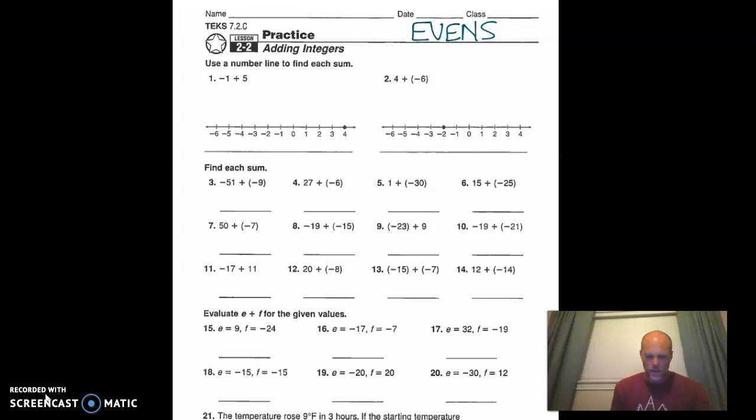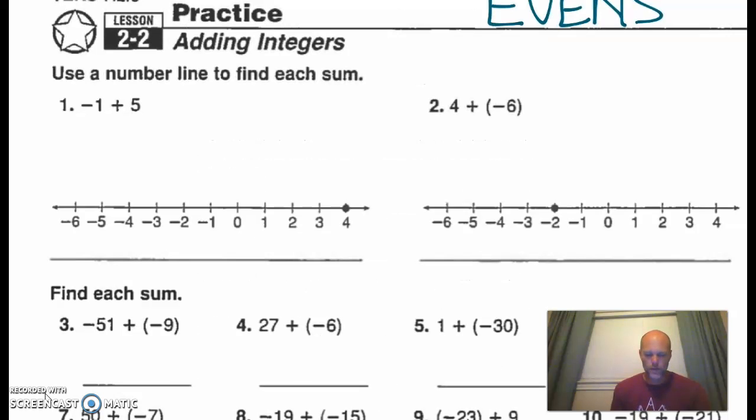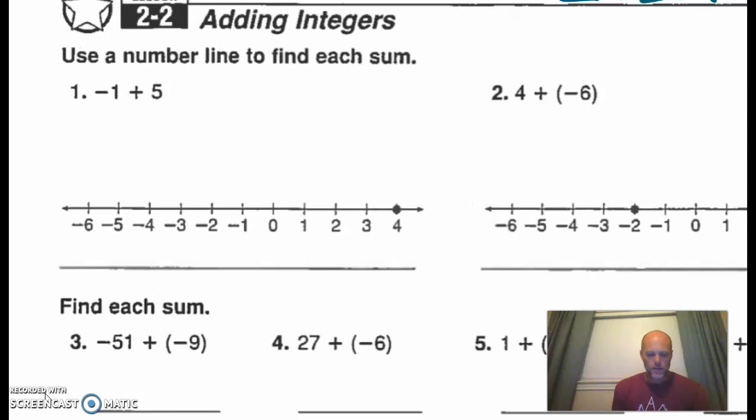To find each sum, I'll do number 1 with you. I'm not going to do the ones that you have to do. So if I read from left to right, I'm going to start at -1, and I'm going to go +5. 1, 2, 3, 4, 5, and it is 4.